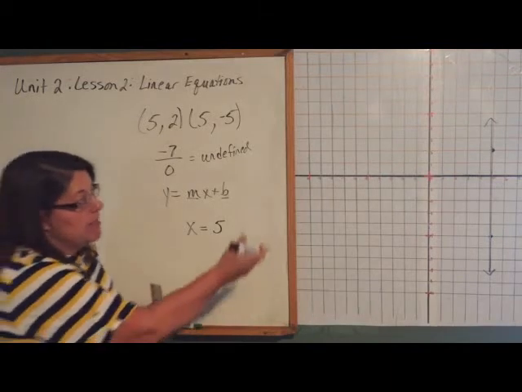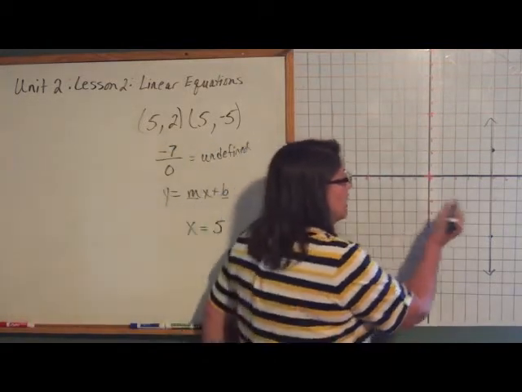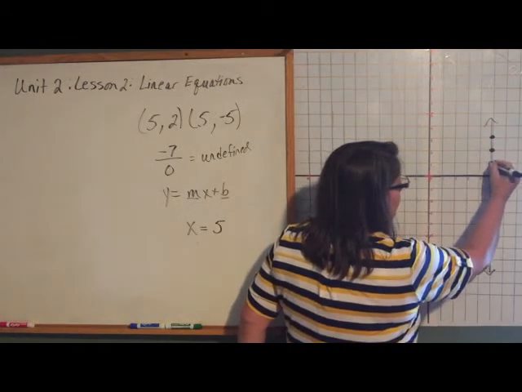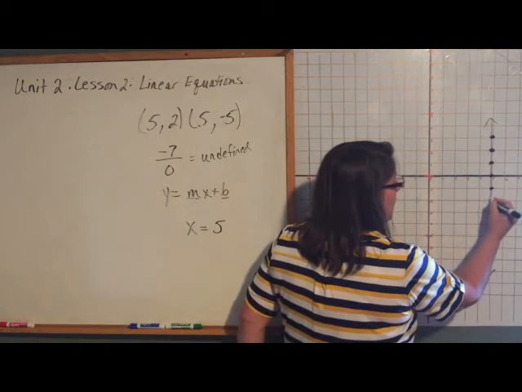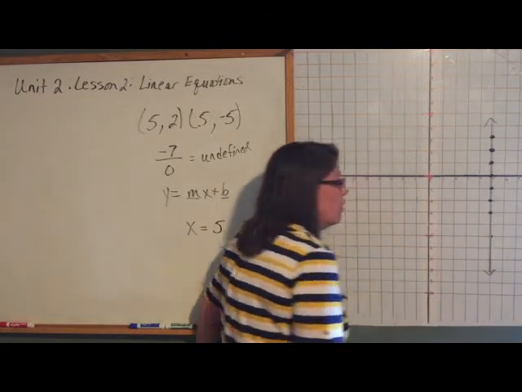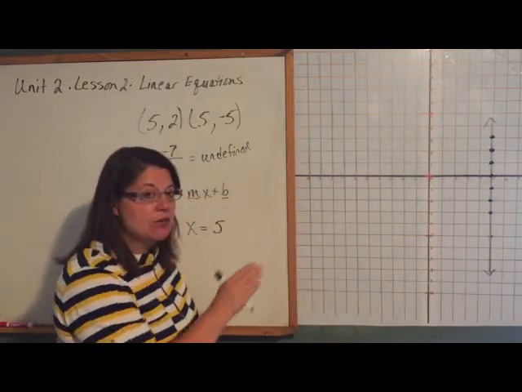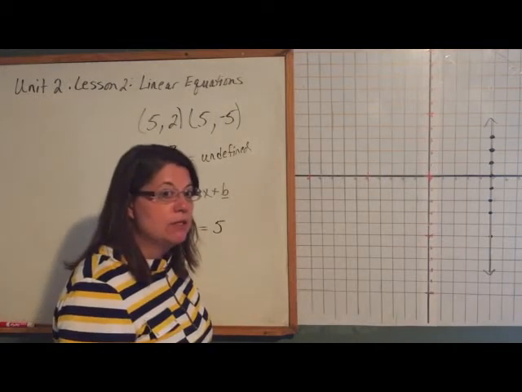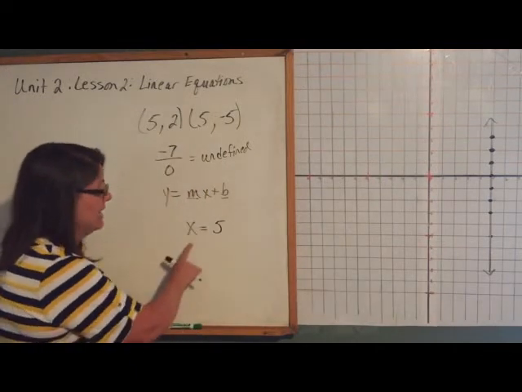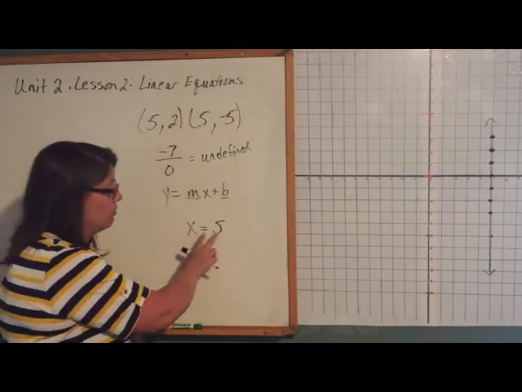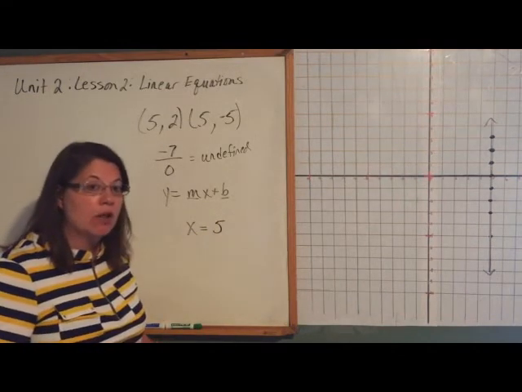And we can do the same thing we did with that horizontal line. Look at every ordered pair here. This one is 5, 3, 5, 2, 5, 1, 5, 0, 5, negative 1, 5, negative 2, 5, negative 3, and so on. I could go through that entire line and every single x value would be 5. So the equation of that line is x equals 5. Because no matter what I give you, x will be equal to 5 for all of them.